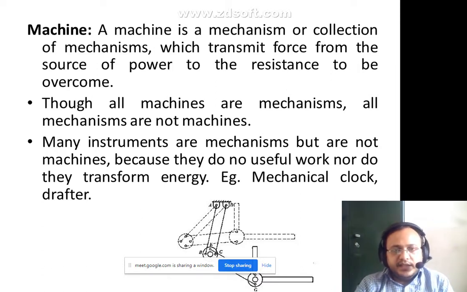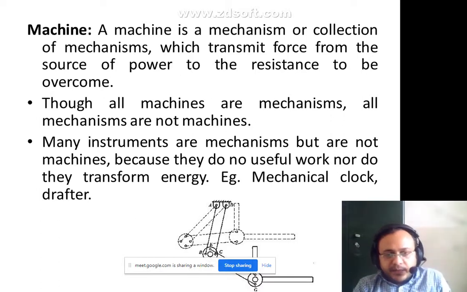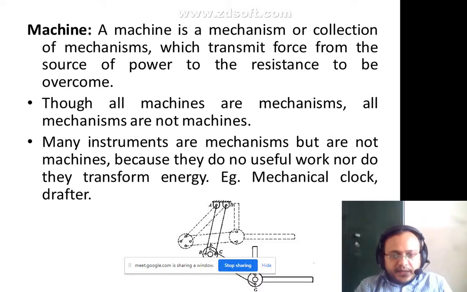Okay, so a machine is a mechanism or a collection of mechanisms which transmit force from the source of power to the resistance to be overcome. So though all machines are mechanisms, all mechanisms are not machines, because machines will have mechanisms, but all mechanisms may not be machines, because a machine should have the proper output.